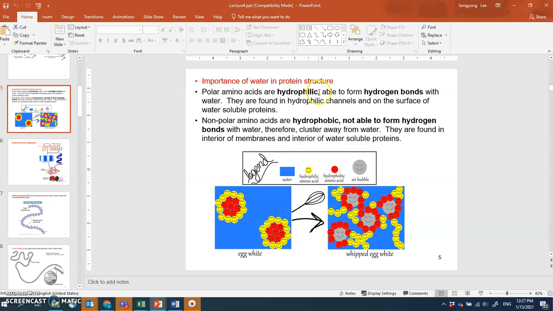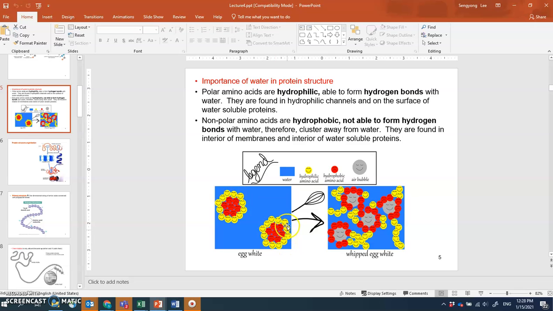But protein amino acids that do not have electronegativity or polarity, they do not form hydrogen bonds. We call them hydrophobic amino acids, right? So they will stay away from the water molecules. And how do they do that? By hiding inside of the protein structure. So these red balls are hydrophobic amino acids. They are normally found inside the protein structure.